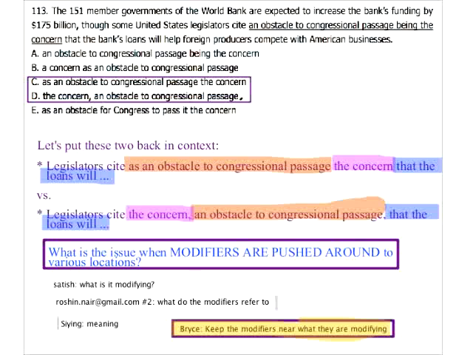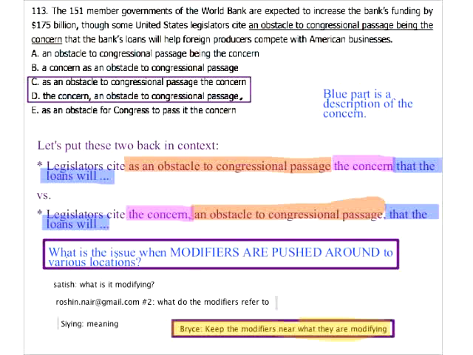So let's look at what the stuff is talking about here. What is this blue thing describing? What is that the loans will blah, blah, blah? What is that blue modifier? An elaboration on, it's describing the concern. That's what people are concerned with. So the blue part is a description of the concern.